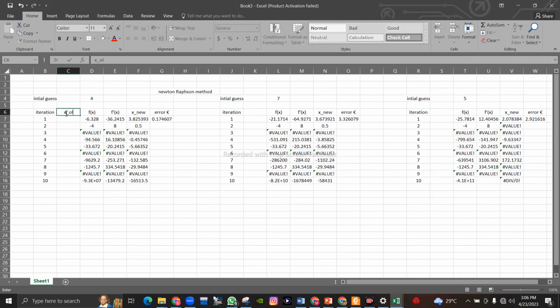x underscore old. Control C. Control V. x underscore old. Remember the x old now. For this one is the initial guess, which is 4. For this one is the initial guess, which is 7. For this, let me put it back. Initial guess is 4. Initial guess 7.